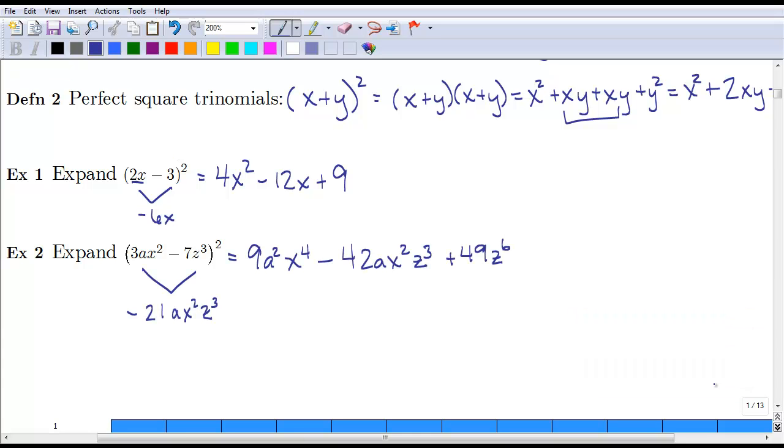So for example 2 here, if you square the first one, you get 9a squared x to the 4th. For the second, if you multiply these together, 3 and negative 7 is negative 21, and then you get your a, x squared, and z cubed. So when you double that 21, you get negative 42 a x squared z cubed. And then you square the last one, so you get a positive 49 z to the 6th.